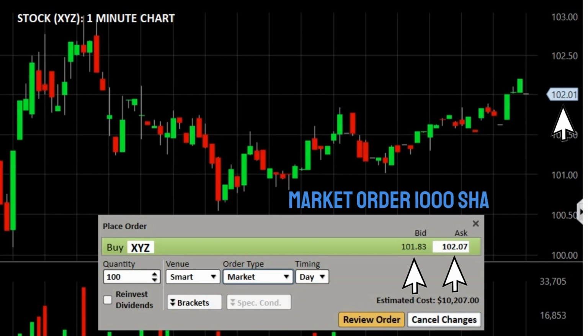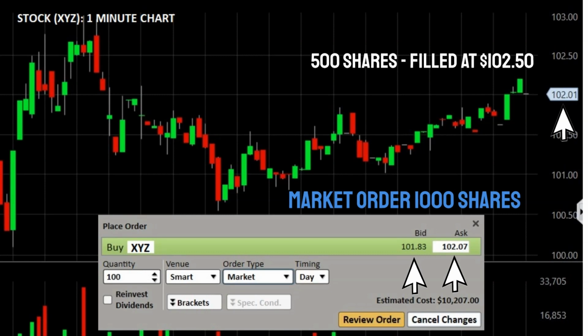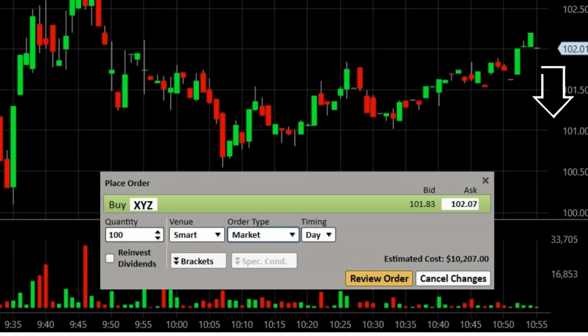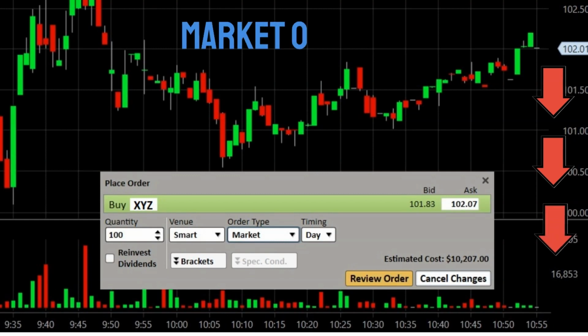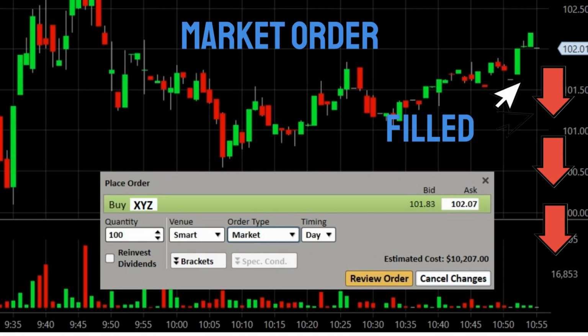If you place a market order to buy 1,000 shares of XYZ stock, 500 shares might be executed at $102.50. The following 500 might be filled at a higher price if the stock price goes up. If the stock price goes down, your order might be executed at lower than the current ask price or last trade price. The same thing goes with selling too. A market order will guarantee immediate execution but not price. A fast-moving market may cause a market order to execute at different prices.